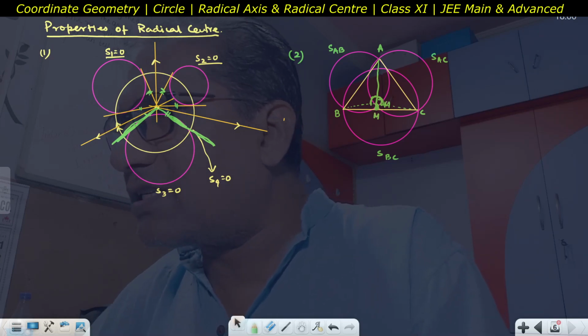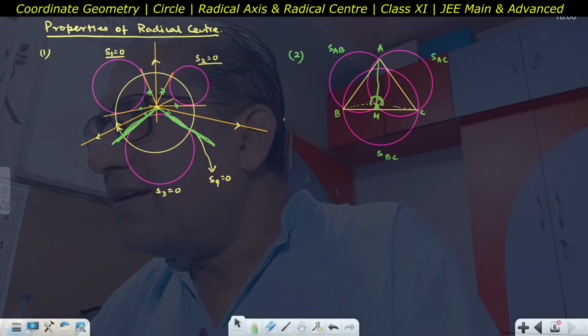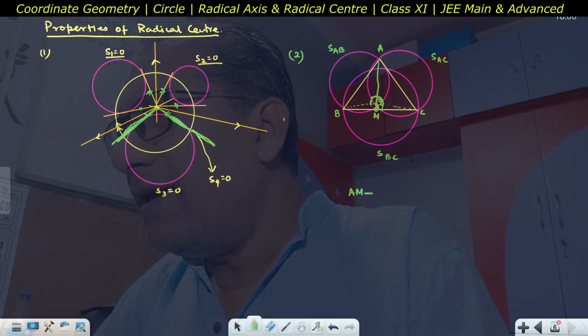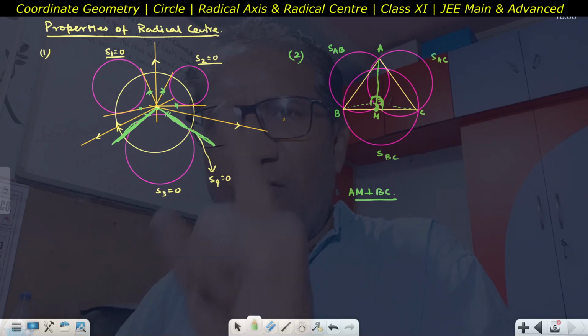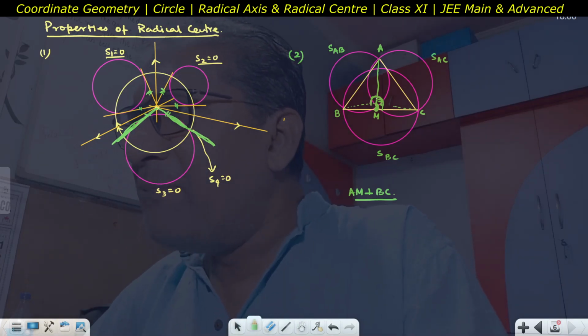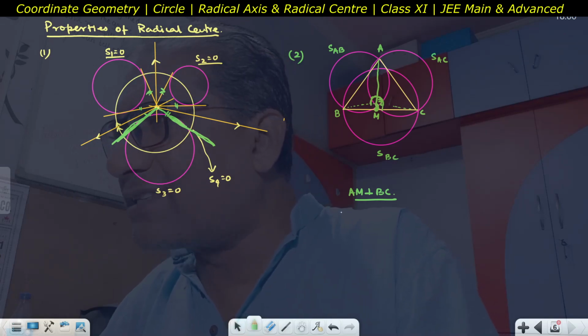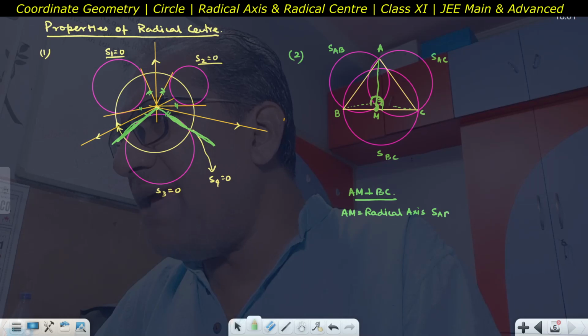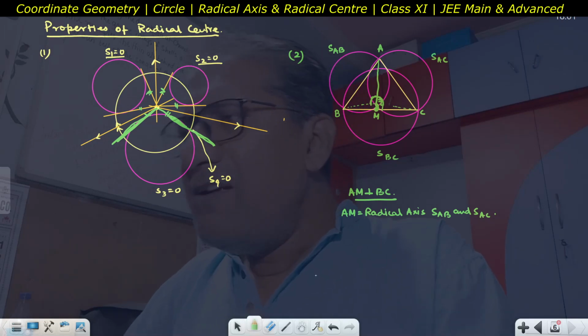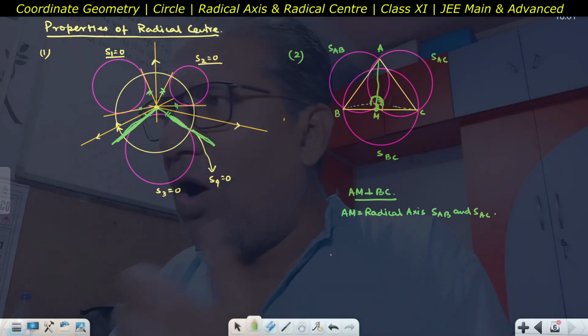Let me just remove this. So this is 90 degrees, okay? This is 90 degrees. Therefore, AM is perpendicular to BC. Is it clear? So the first thing that we have proved is that AM is basically the radical axis. What is AM? It is the radical axis for the circle S AB and for the circle S AC. Okay? And we have seen that this radical axis is perpendicular to BC.